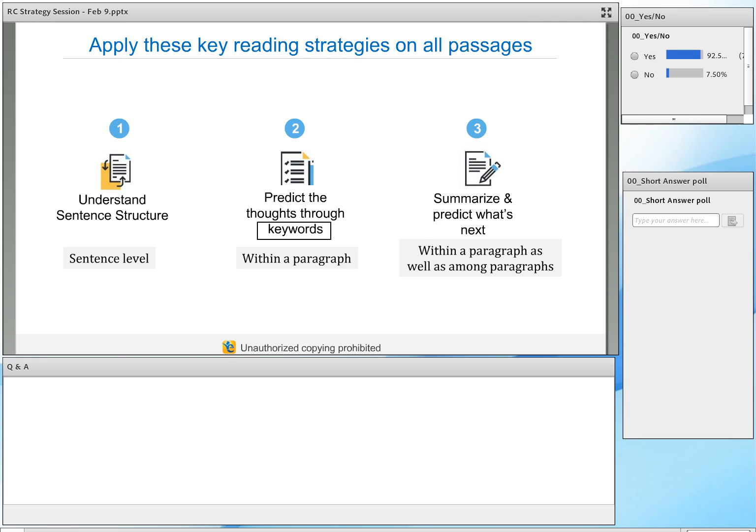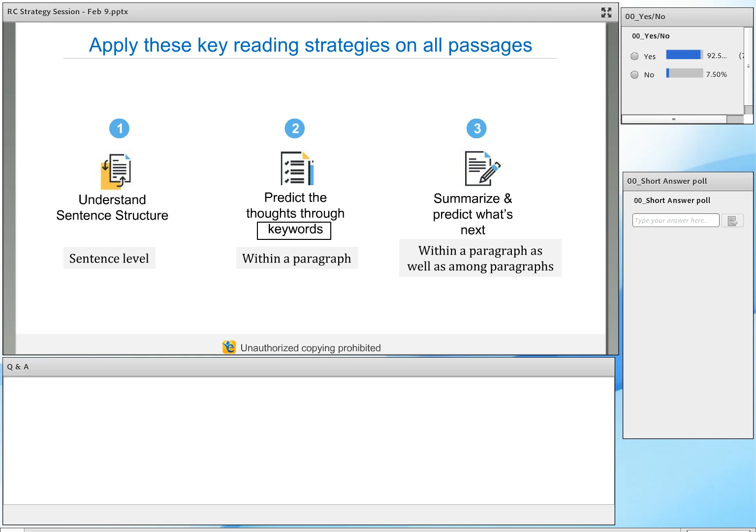I would be absolutely wrong if I told you that you can apply these strategies and still solve your RC passage within the 4 or 6 minutes that you have slated for that RC passage. I'm not saying that at all. Initially, when you do this, you are going to take time. Maybe 10 minutes, maybe 15 minutes. It all depends upon your current skill level in this particular skill.